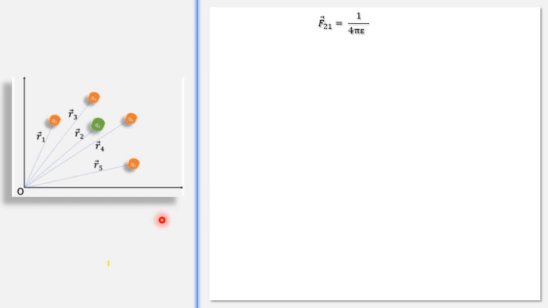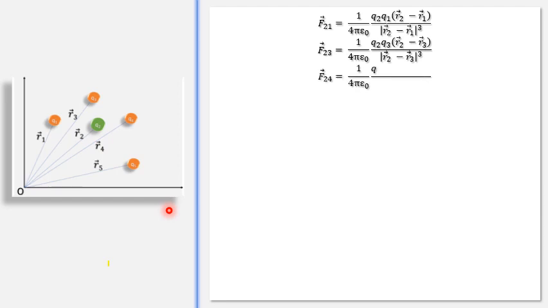We know that F21 is 1 by 4 pi epsilon 0 Q2 Q1 bracket R2 minus R1 upon mod R2 minus R1 whole cube. This is force on 2 due to 1. Similarly, I can find out force on 2 due to 3, that is F23. The only difference is instead of R2 minus R1, now I have R2 minus R3, both in numerator and denominator. Similarly, R2 minus R4 if I am talking about force on 2 due to 4, and R2 minus R5 if I am talking about force on 2 due to 5. So I have 4 forces.